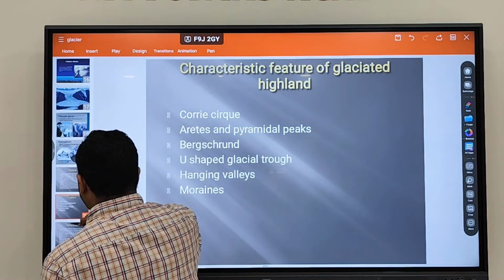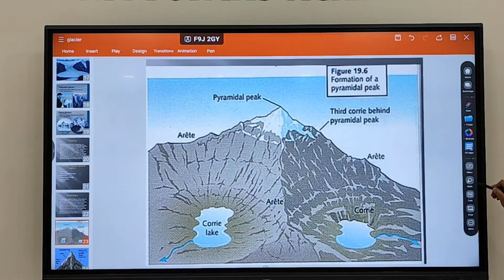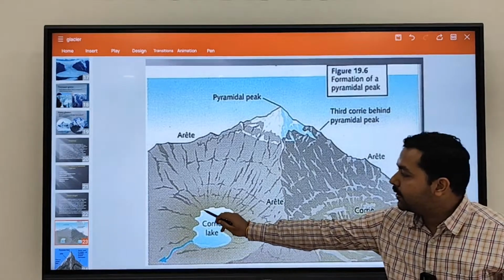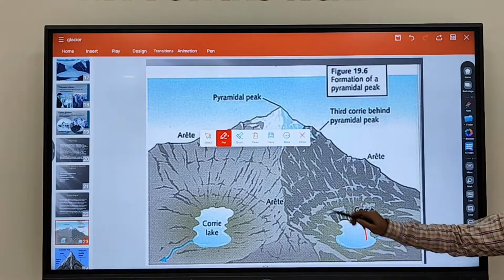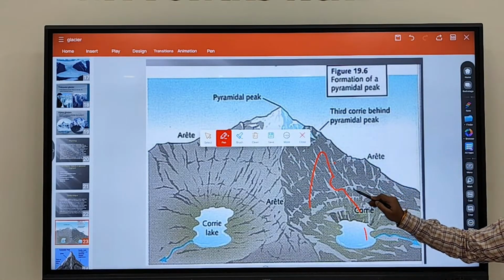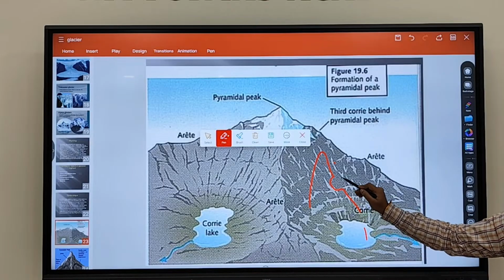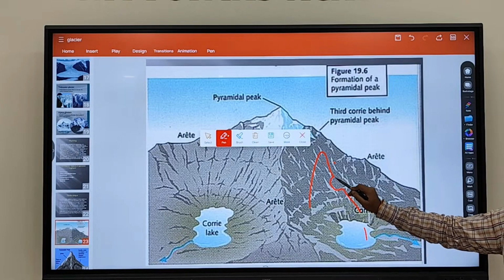Now you can find this in the figure. You can see it is a lake that is formed at the mountains. This is a lake that is formed. As we discussed, when the glacier moves down, what will happen? It will erode the rocks. Plucking, just now we discussed the plucking phenomenon. It will erode the rocks. So here what will happen?